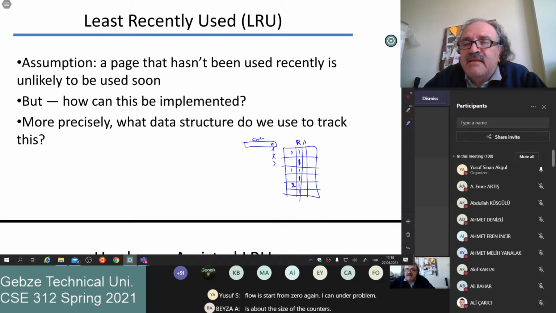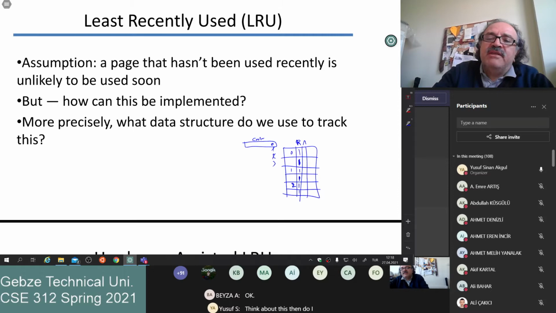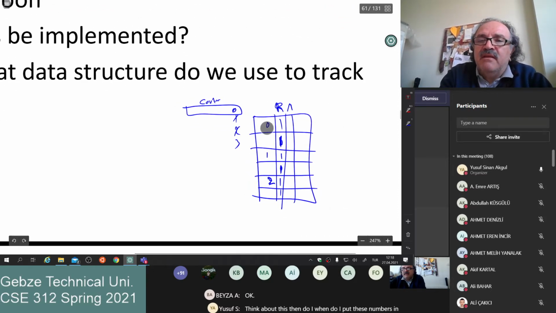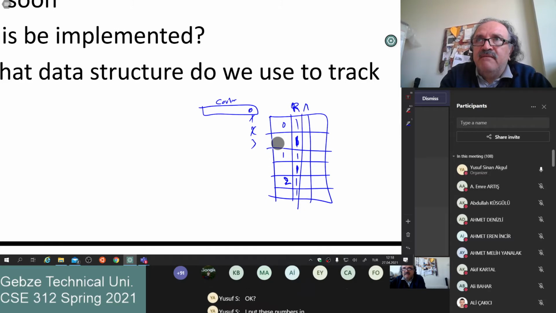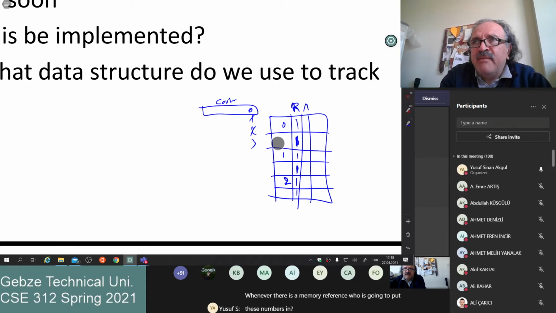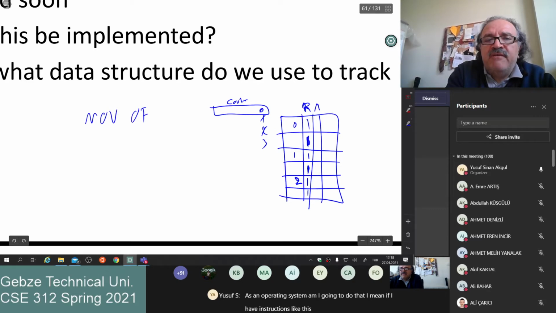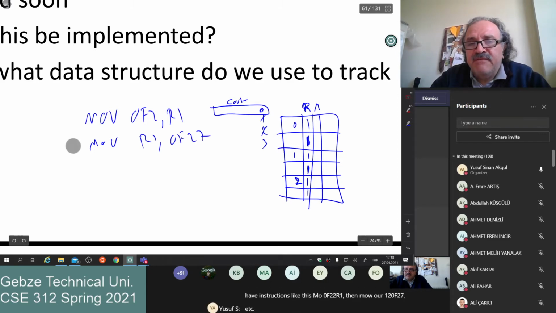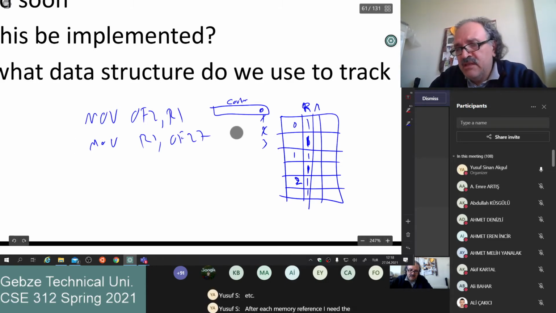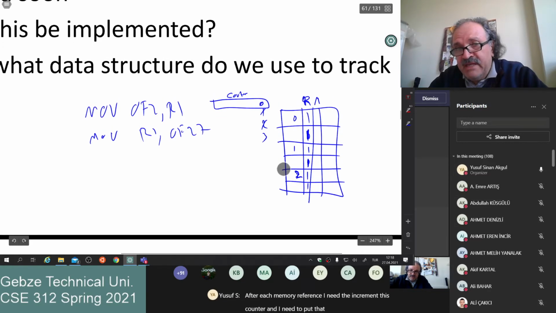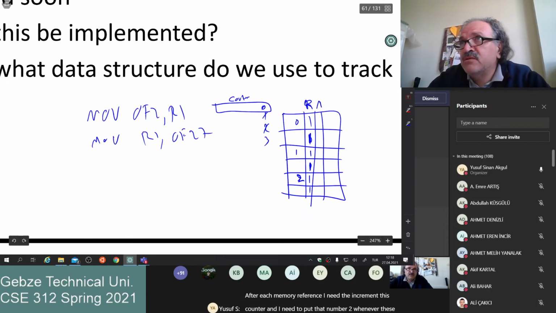Okay. Think about this. When do I put these numbers in? I put these numbers in whenever there is a memory reference. Who is going to put these numbers in? As an operating system, am I going to do that? If I have instructions like this, move 0F2 to R1, then move R1 to 0F7, etc. After each memory reference, I need to increment this counter, and I need to put that number to wherever these pages are, right? So who's going to do that?